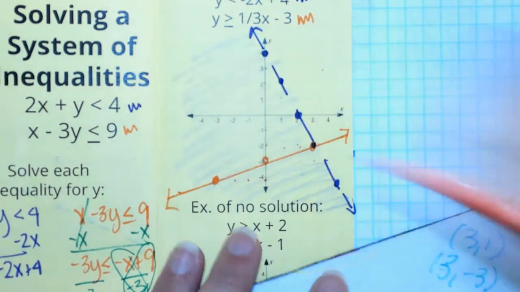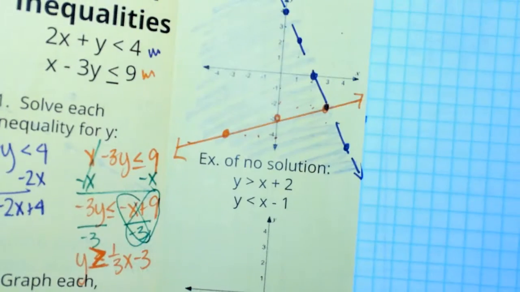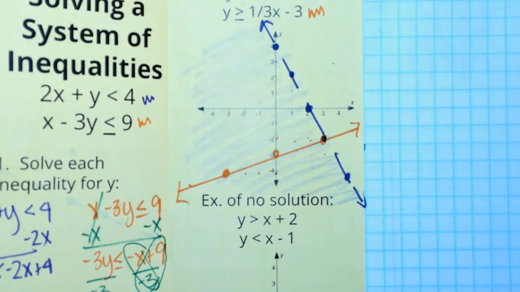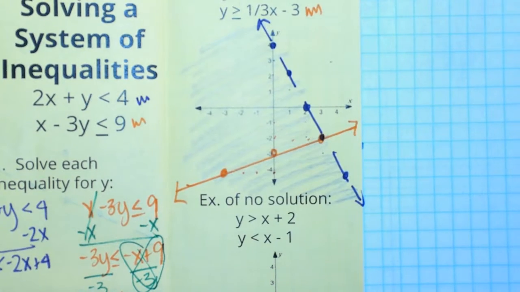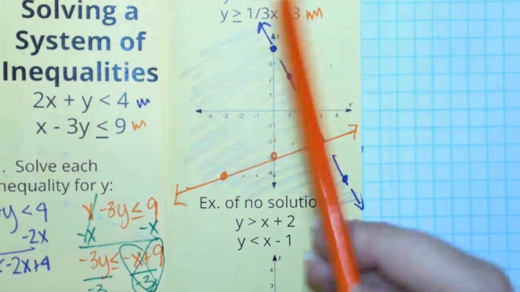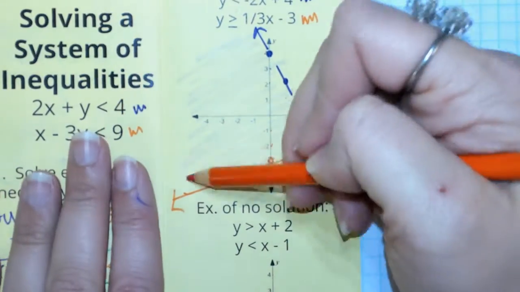Look at you go. You really want another point, don't you? But that's not our only solution. We have to talk about what else our solutions are. What do we have to do with this orange line now? We have to shade. And it's greater than. So do we shade above or below? Above.